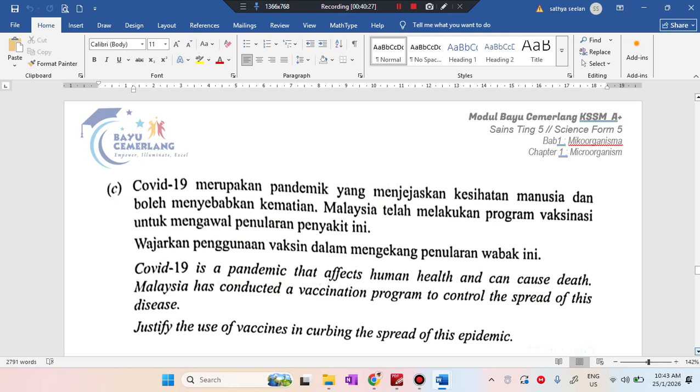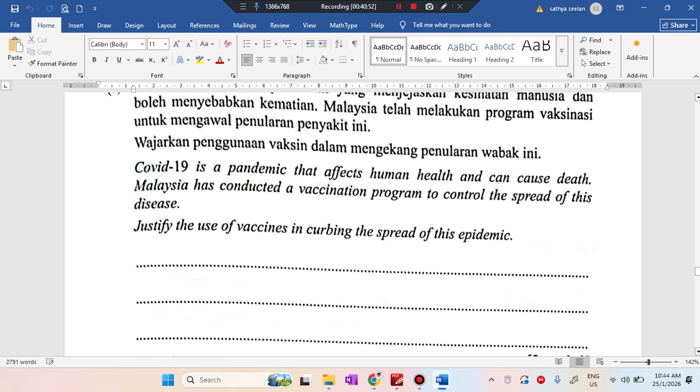Which one? The second one. The transmission or spreading of COVID-19 can be curbed using vaccine, as the effects of vaccine is permanent. As the effects of vaccine is permanent. You can answer like that. Okay.